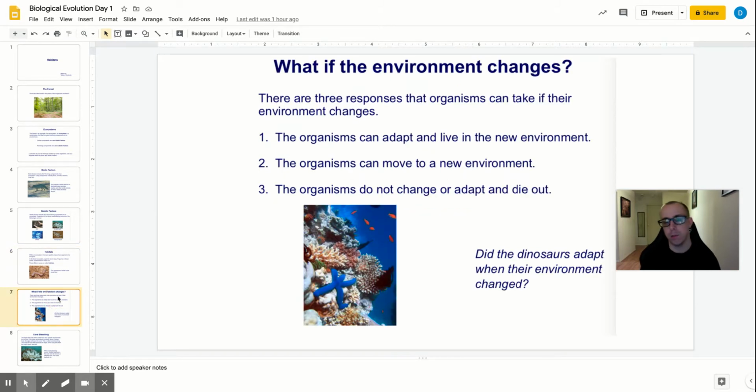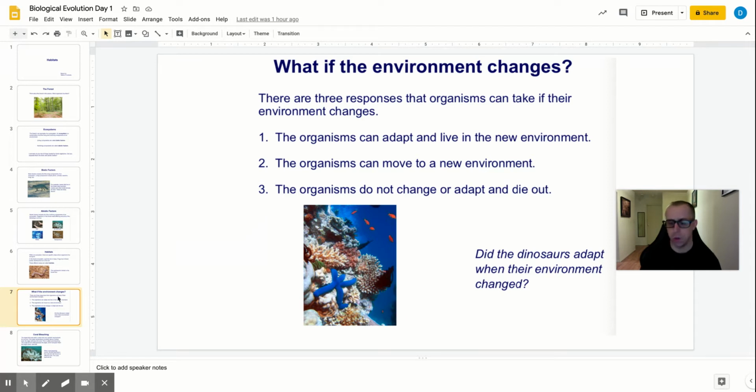Now, this is important, especially as we begin to discuss evolution and how animals have evolved or changed over time. What if the environment changes? There are three responses that organisms can take if their environment changes. The organisms can adapt and live in the new environment. The organisms can move to a new environment, or the organisms do not change or adapt and they will eventually die out.